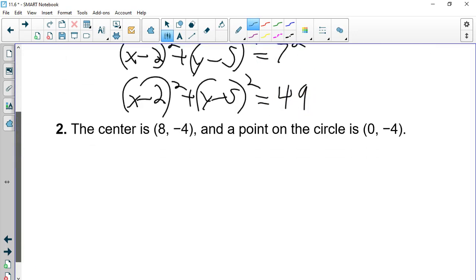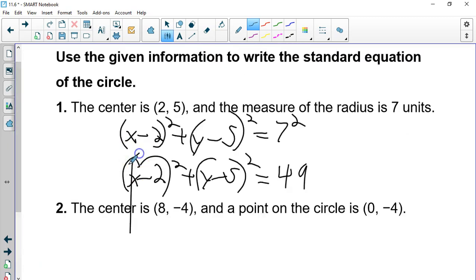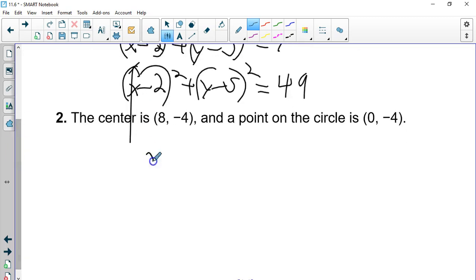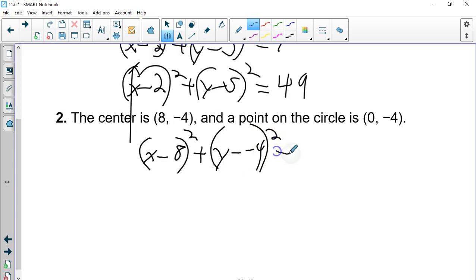This one, the center is 8, -4. So that's going to be x minus 8 squared plus, remember, this y minus a -4. Be careful with that. Squared equals, oh, well, we don't know, do we? The point is on the circle at 0, -4. We don't have the radius. So let's think about this, whether we need to use the distance formula or not.